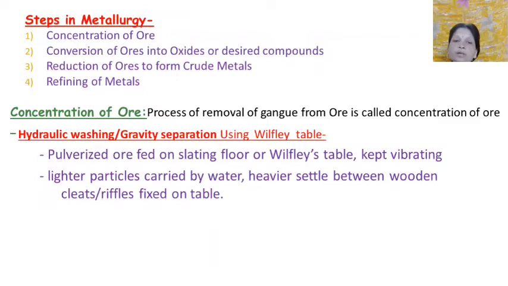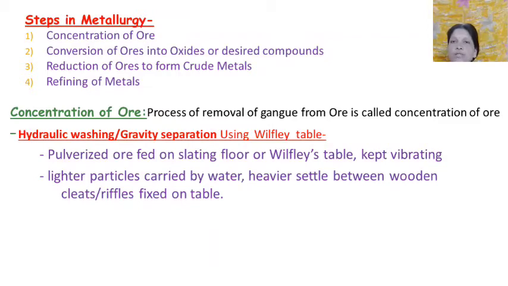In new syllabus these processes are excluded, but in old syllabus we have some idea about it, so I am discussing that for you. Concentration of ore is the process of removal of gangue, that means unwanted siliceous particles, earthy particles, they are removed from ore. This process is called concentration of ore. The process of removal of gangue from ore is called concentration of ore.